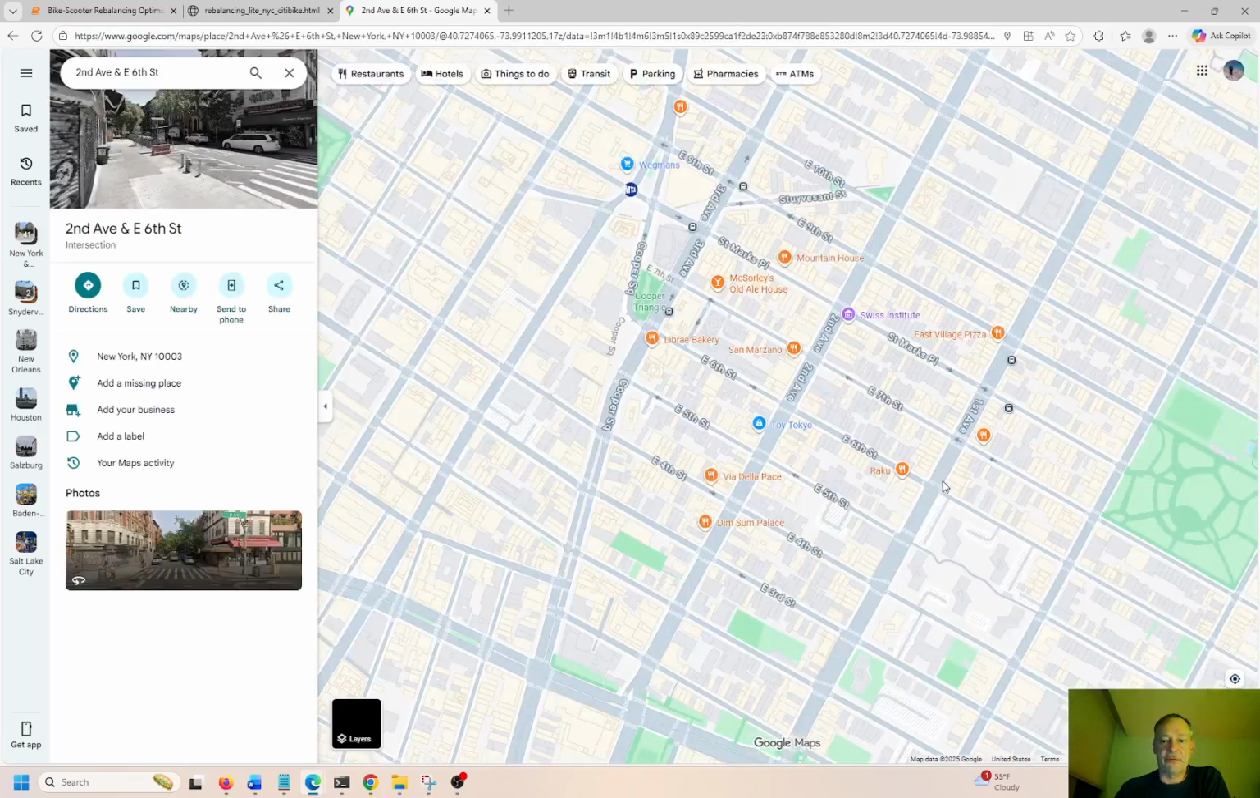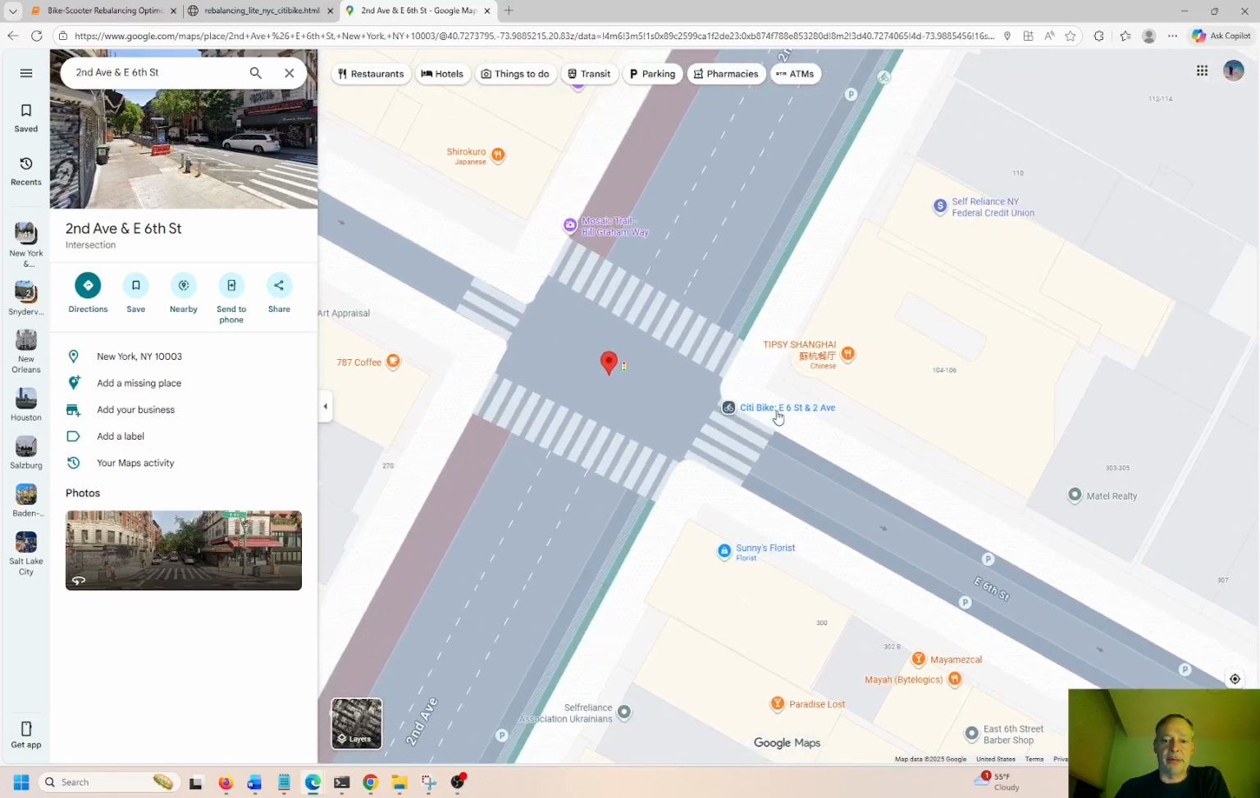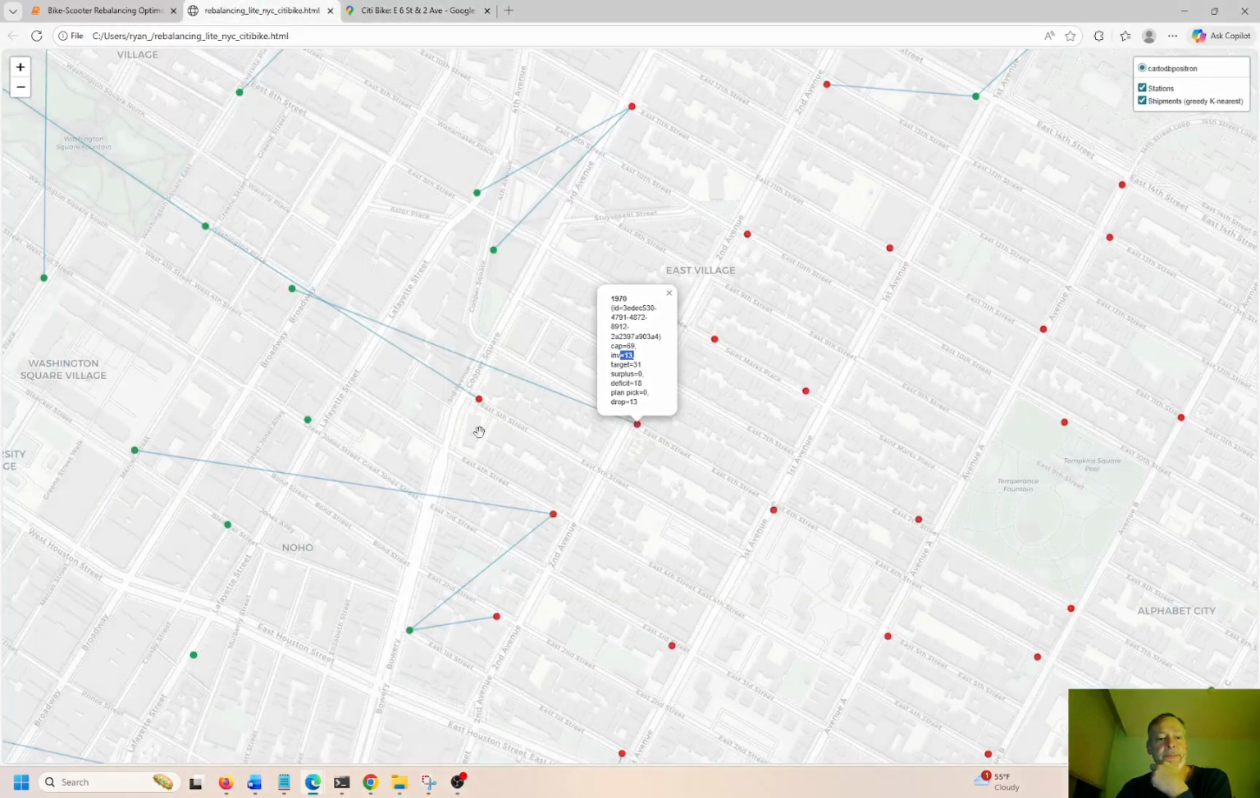Okay, if I zoom in a little bit, where I put my mouse, it's the East Citi Bike, East 2nd and 2nd Avenue. So maybe there's some construction and they temporarily removed the bikes. I'm not sure what that is. Let me go back here and just look for one more.